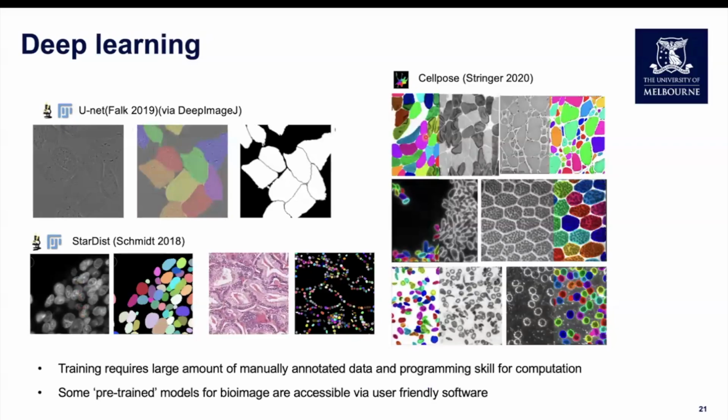Here, to develop them, they need a really large amount of manually annotated data and probably some pretty good programming skills to produce those models to start with. The nice thing is, as I say, there are some pre-trained models available, which you can use within software like Fiji or in Python as well.